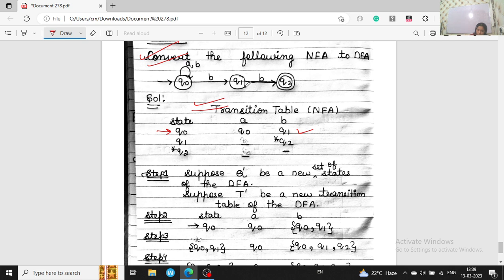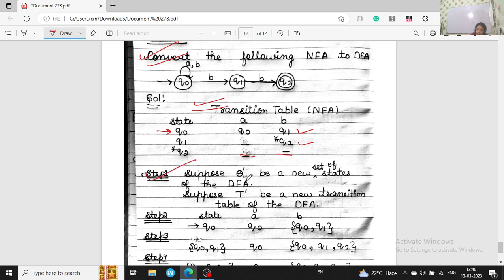From Q1, Q2 accepts B. So Q2 is its final state, so that's why we write a star here. And Q2 star does not give input to anybody. Neither does it accept itself nor give input to anybody. So for any state, that's why it will be blank.